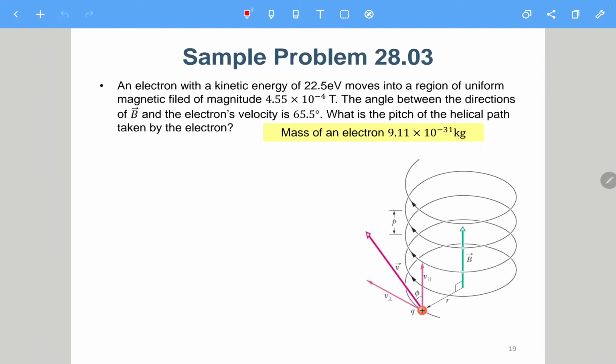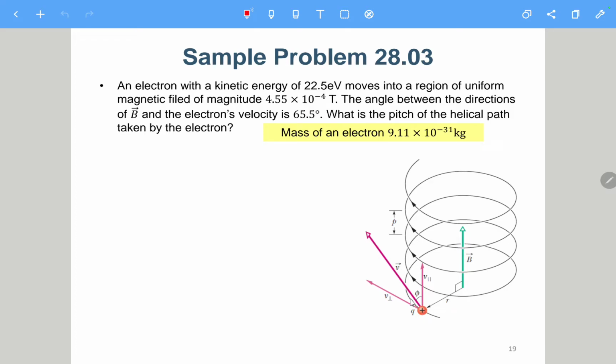Here we have a sample problem. An electron with a kinetic energy of 22.5 eV moves into a region of uniform magnetic field of magnitude, this number. The angle between the direction of B and the electron velocity is 65.5 degrees. What is the pitch of the helical path taken by the electron? Here, the B field, we assume it is pointing upward, and the initial velocity is pointing this side.